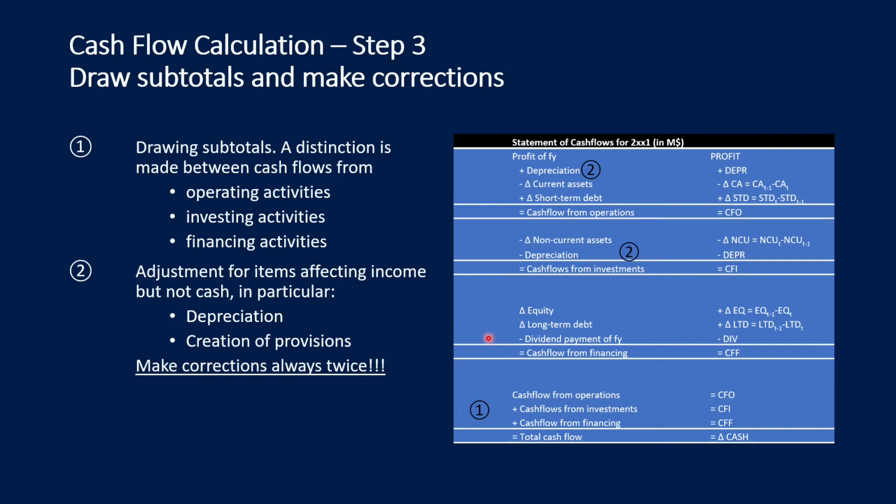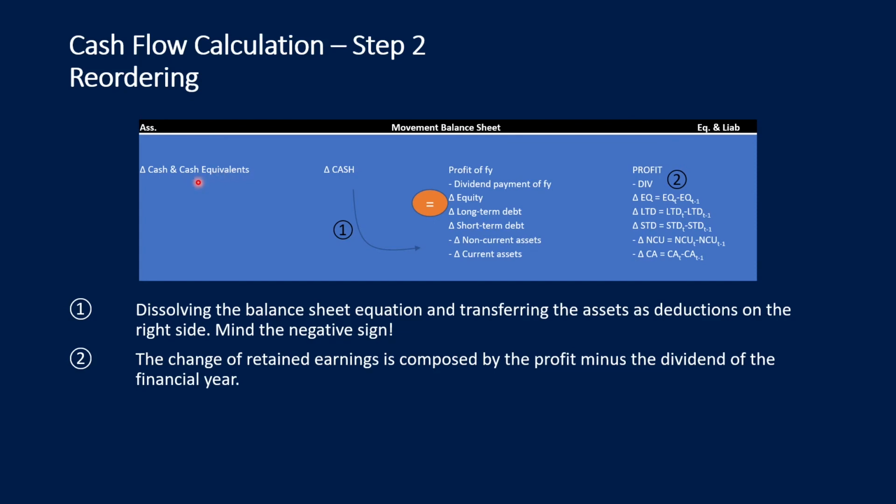If we now add all three subtotals, the cash flow from operations, the cash flow from investments, and the cash flow from financing, we receive this little calculation down here. This is cash flow from operations plus cash flow from investments plus cash flow from financing, and that gives again the total cash flow, which is the delta of cash that we just saw here.